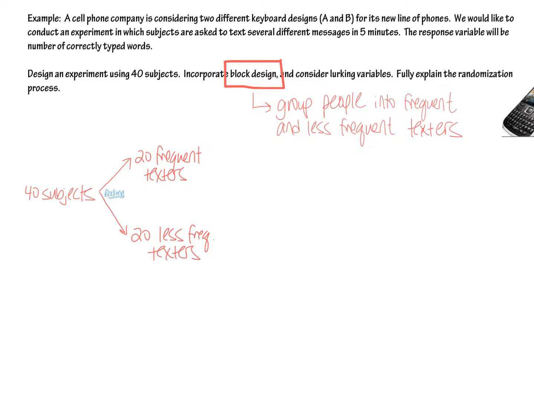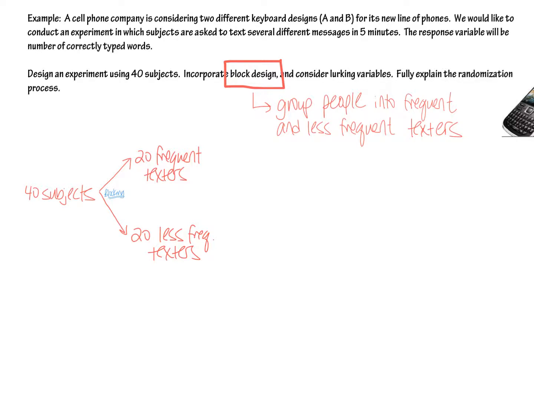So here's what this thing's going to look like so far. The reason why I blocked into frequent and less frequent texters is that I wouldn't want to have a bunch of really old people like my mother-in-law who don't know how to text in one group, therefore making me think one keyboard is worse than the other. So that's kind of what you have to think about when you're blocking. So I want to divide them into 20 frequent texters, like high school kids maybe, and 20 less frequent texters, like grandparents, older people, people with flip phones, people without technology, whatever.